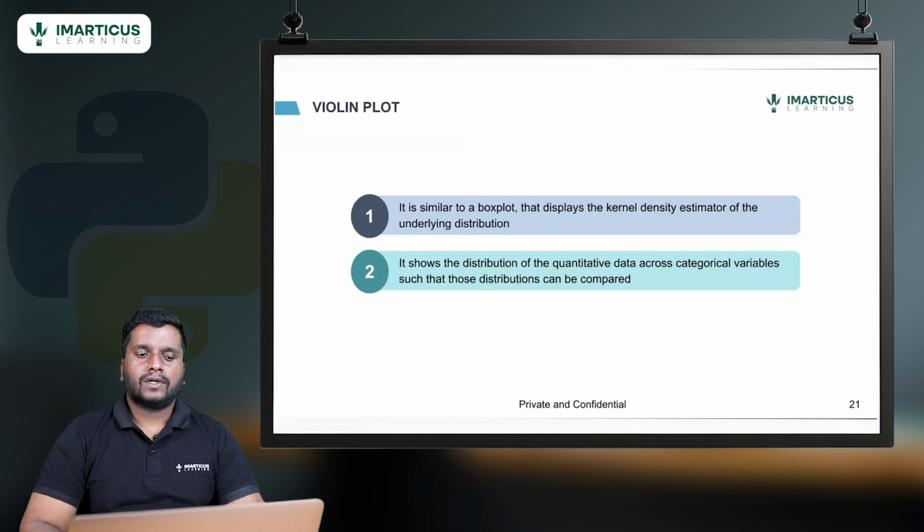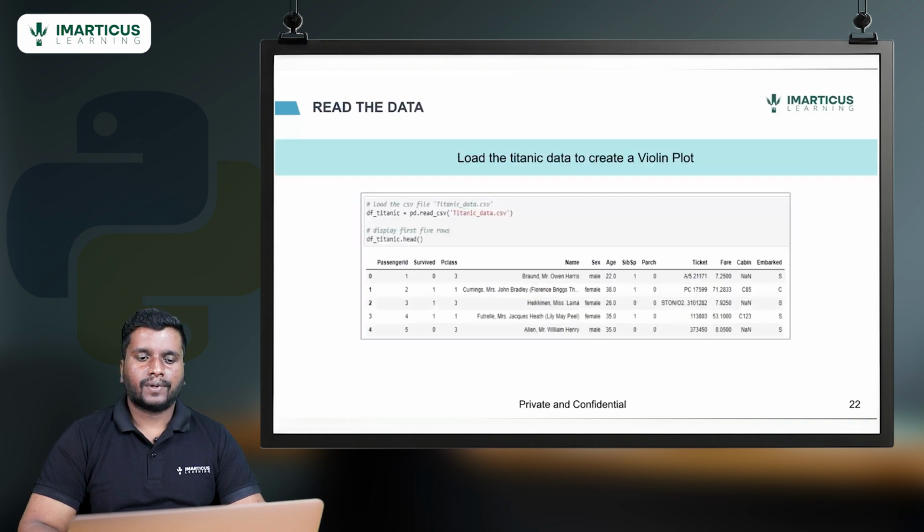Now we will talk about violin plot. So violin plot is similar to a box plot used to represent the distribution of data. It also uses the kernel density estimator of the underlying distribution of that numerical data, and it shows the distribution of quantitative data across categorical variables such that those distributions can be compared.